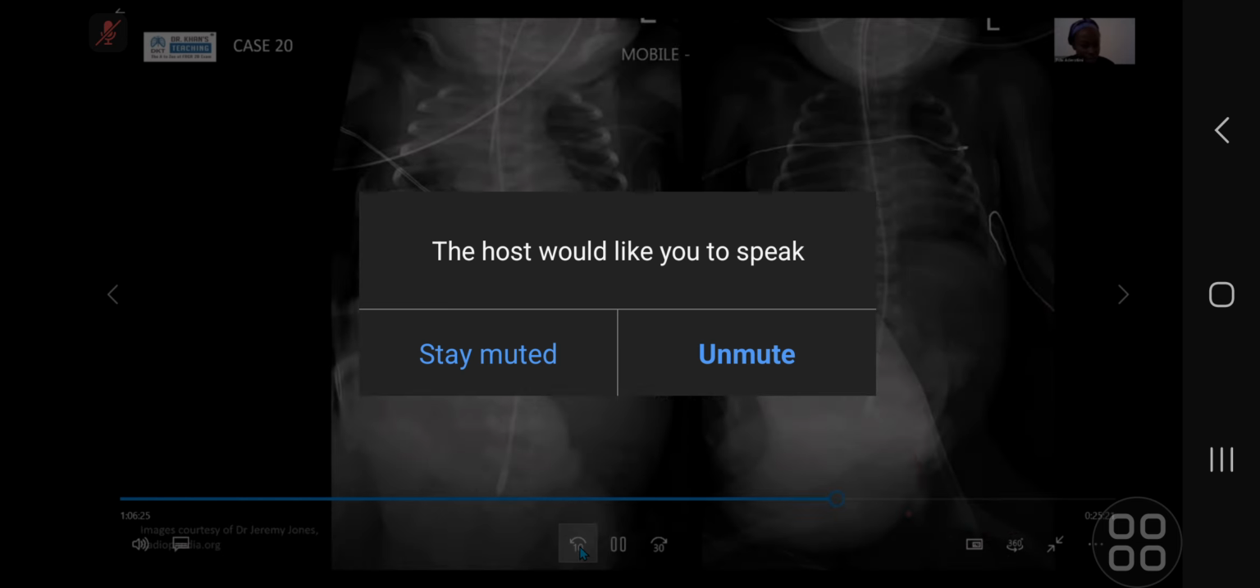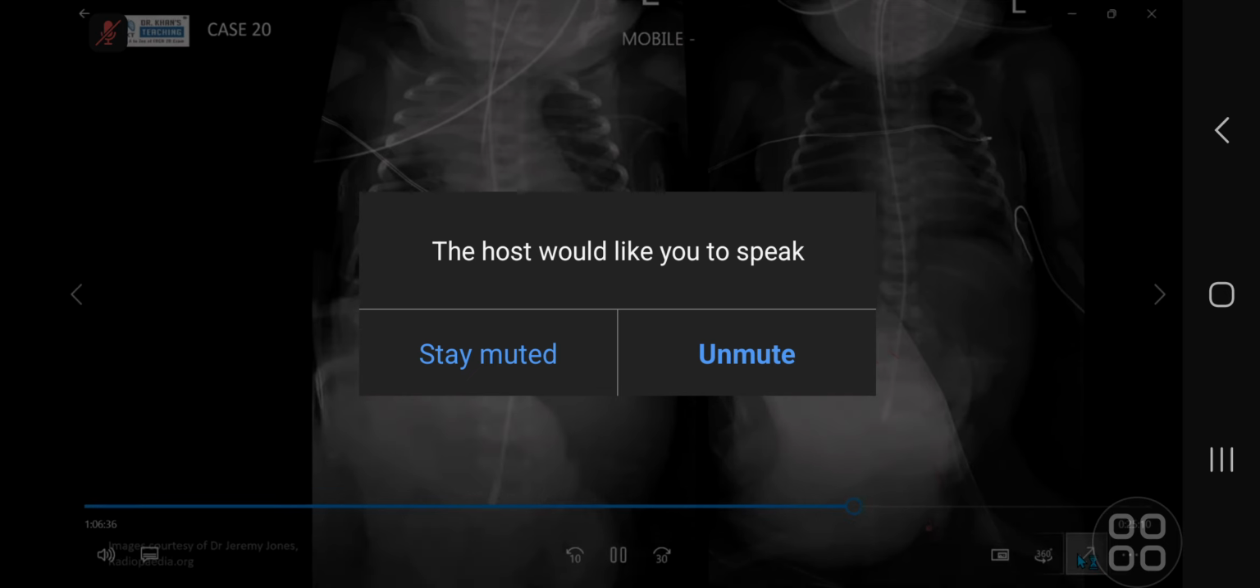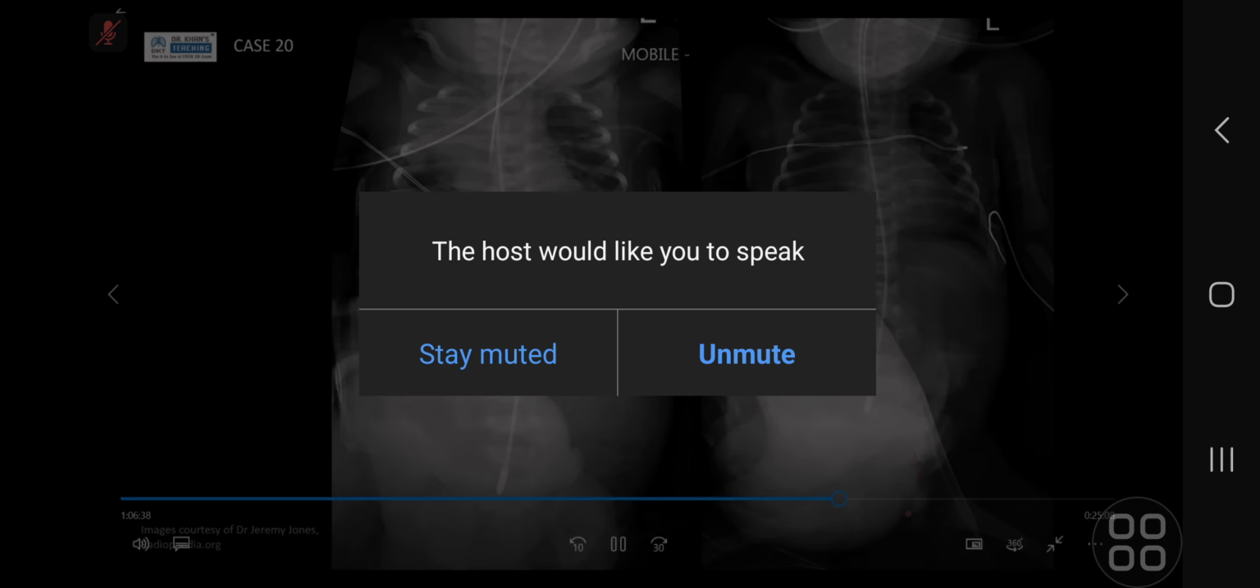So this, I think, are my final cases. So candidate 4, do you want to have a go at this case? Yeah, sure. These are to select the frontal radiograph of the neonate.